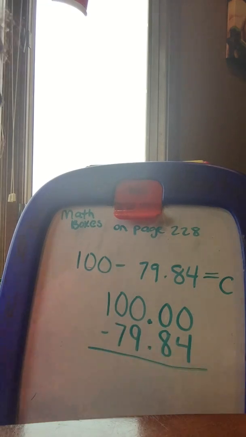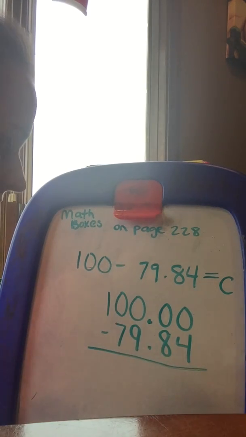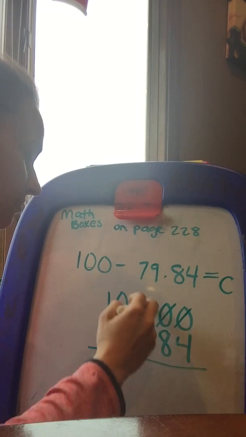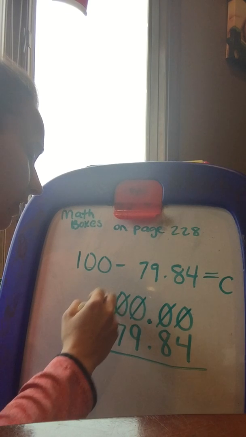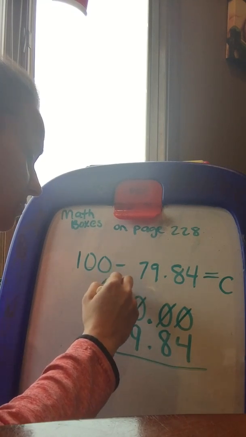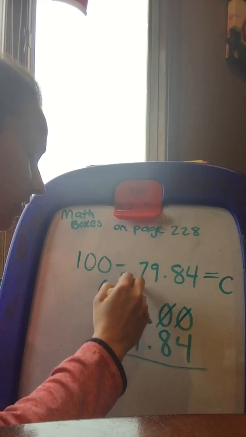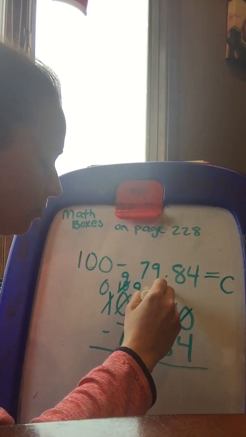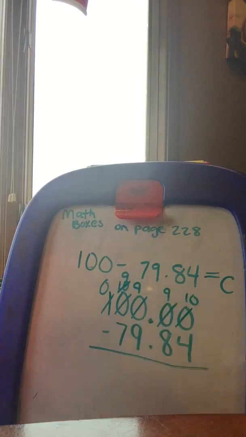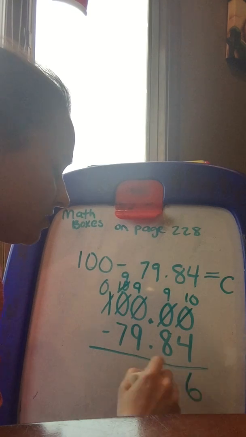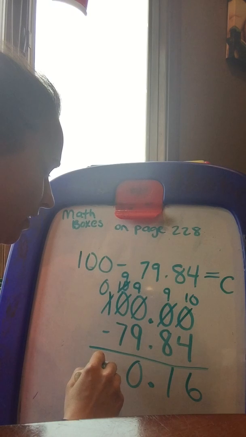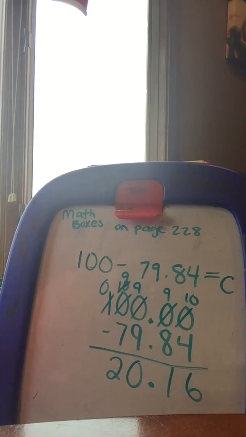Okay, and now you have some crazy borrowing going on. So 0 can't take away 4. So you have to borrow from that 0. And you have to keep borrowing all the way from the 1. So this becomes a 10, and then you have to borrow from it. This becomes a 10, and then you have to borrow from that. This becomes a 10, and you have to borrow from that. This one is the only one that gets to end up actually being a 10. So we have 16 cents. And then you have $20.